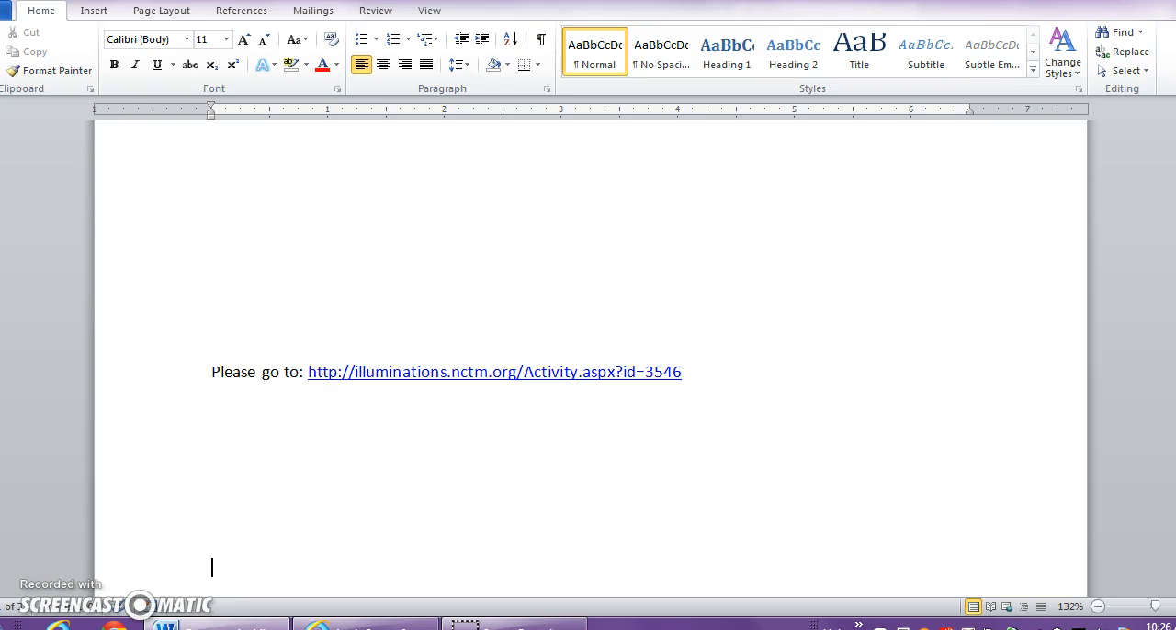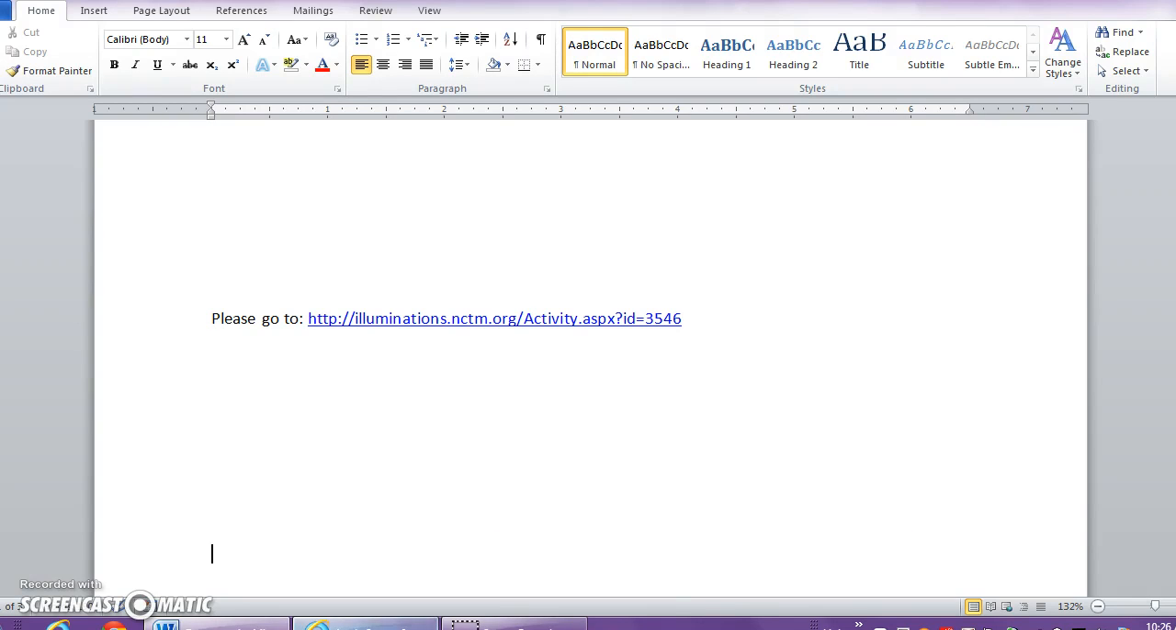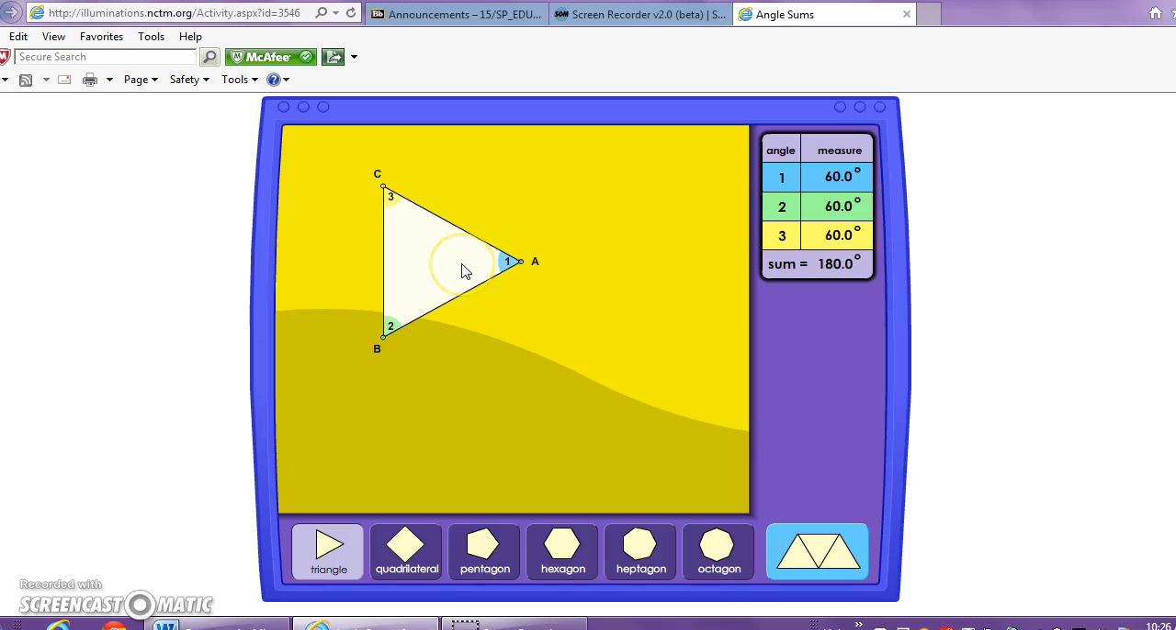So for our lesson today, please go to this Illuminations site. We will be working on an interactive activity together. I already have it up. So take a look at this triangle. Over here on the Illuminations website, it shows the angle numbers as well as the angle measures as well as the sum of those angles.